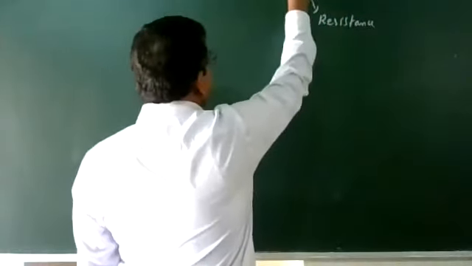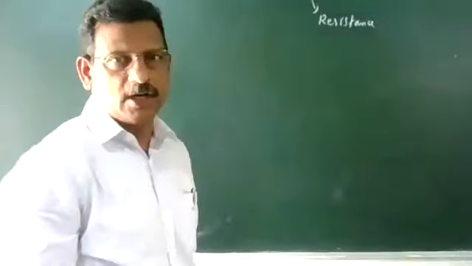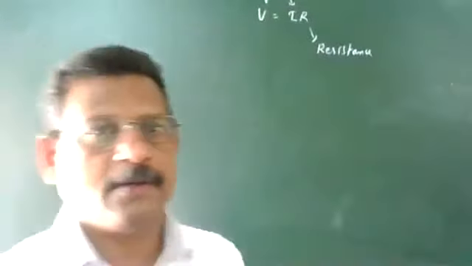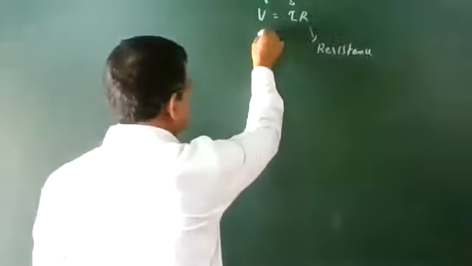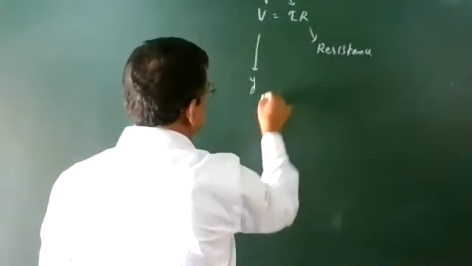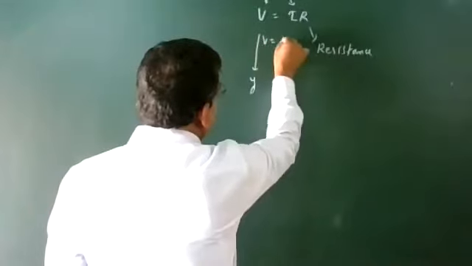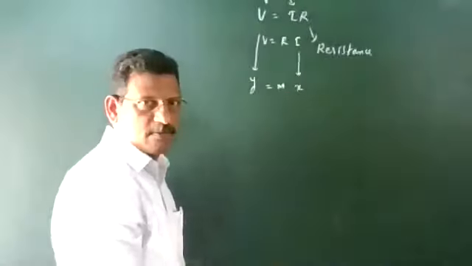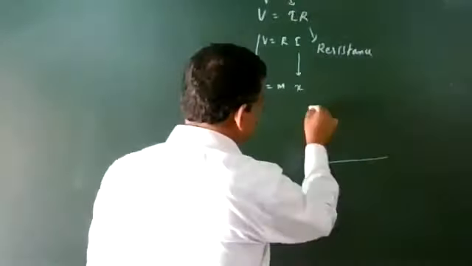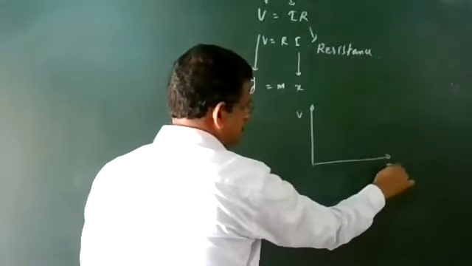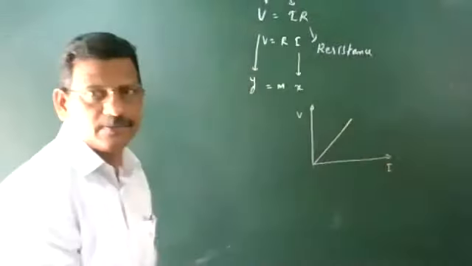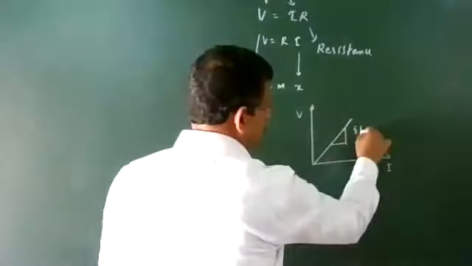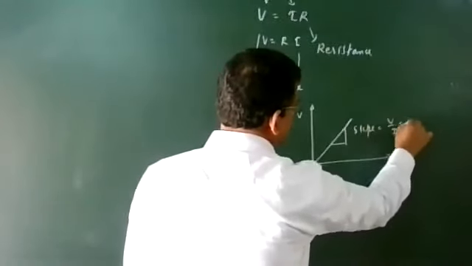If you make a graph between V and I, what is the slope of the graph? Suppose we are plotting V as the y-axis. So this equation we can write as V equal to R into I, and I we are plotting along the x-axis. Y equal to mx. So it will be a straight line passing through the origin. The slope of the line will give you what? Slope is equal to V upon I.